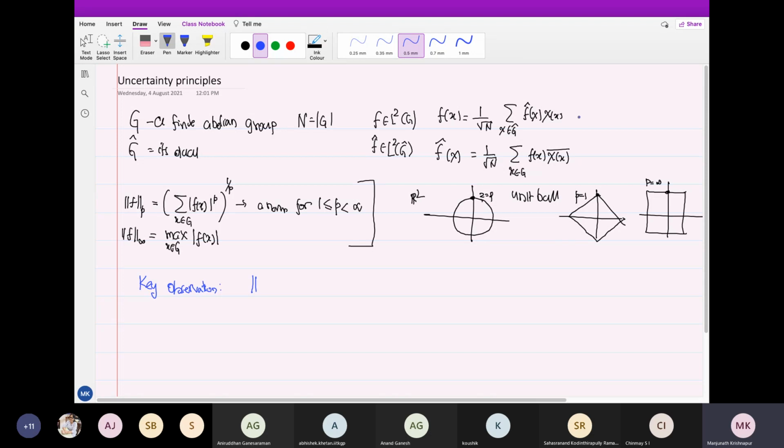If you look at this formula, I can say that if I take the L infinity norm of f, mod f of x is less than or equal to 1 by square root n times the sum, putting the absolute values inside. These characters have absolute value 1. So each of these is f hat of chi, and that is the sum of mod f hat of chi. So that is the L1 norm of f hat.